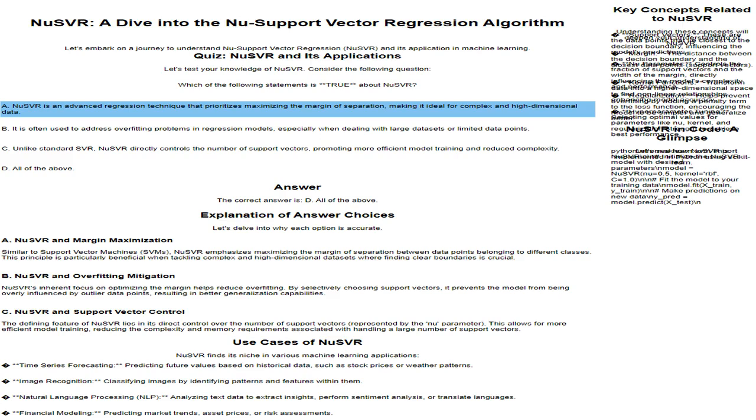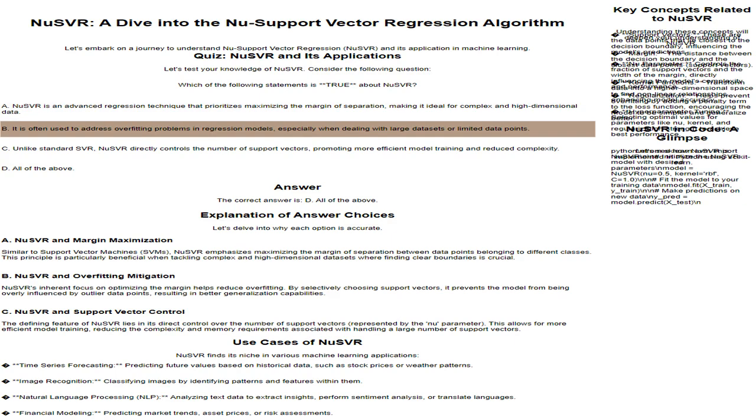A. NuSVR is an advanced regression technique that prioritizes maximizing the margin of separation, making it ideal for complex and high-dimensional data. True. NuSVR, similar to support vector machines, prioritizes maximizing the margin between data points belonging to different classes. This is especially beneficial for complex and high-dimensional datasets where clear boundaries are hard to define.